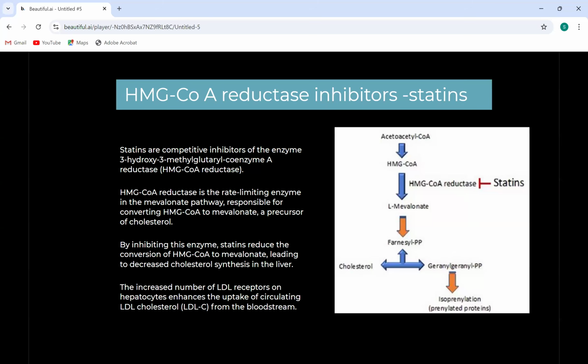HMG-CoA reductase inhibitors, the statins, basically inhibit HMG-CoA reductase. That is the rate limiting enzyme, which is responsible for converting HMG-CoA to mevalonate, which is the precursor of cholesterol. So this basically inhibits the rate limiting step. That reduces the synthesis of cholesterol in the liver, and it will also increase the number of LDL receptors on the hepatocytes. Thereby, it will increase the uptake of circulating LDL cholesterol, because the receptors are upregulated in the liver.